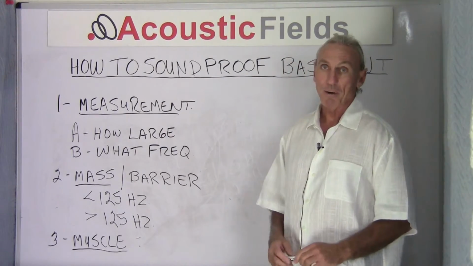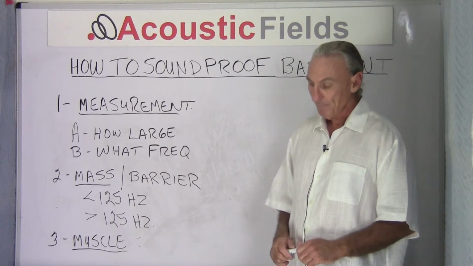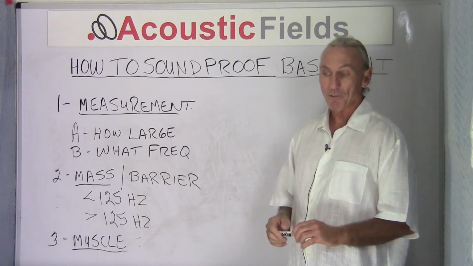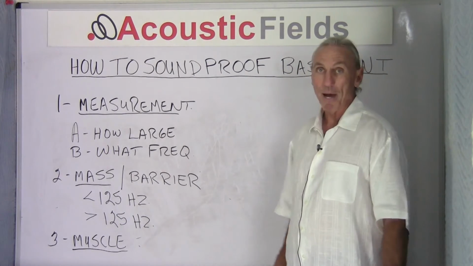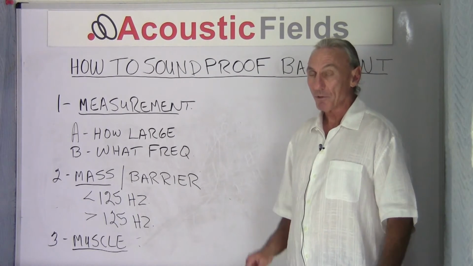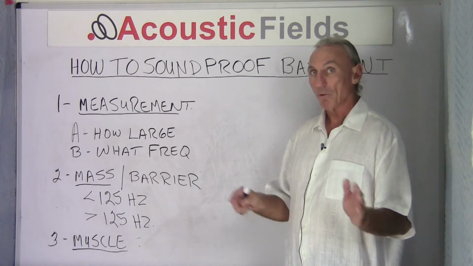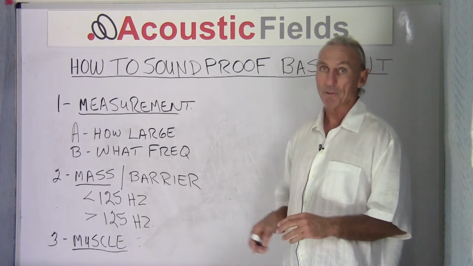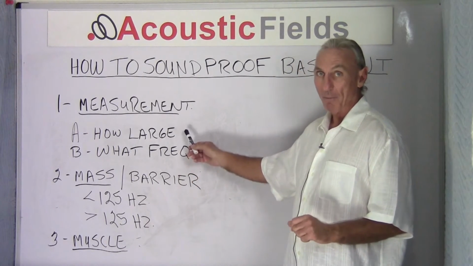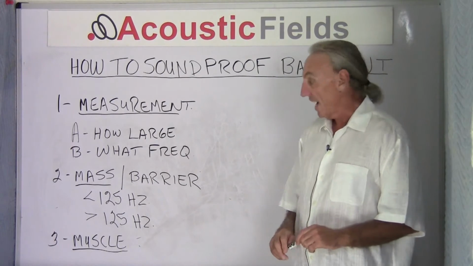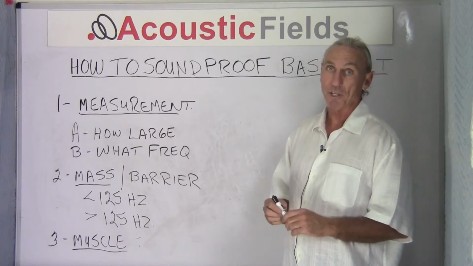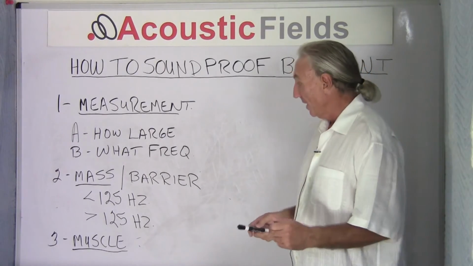And then we need to decide what frequency it's at. Deciding what frequency it's at is really important because it tells us what kind of mass or barrier, which is step 2, that we're going to have to construct to contain noise or isolate from outside source noise. So defining how big our problem is and what frequency it's at will help us determine what kind of mass or barrier technology we need to apply to the situation.